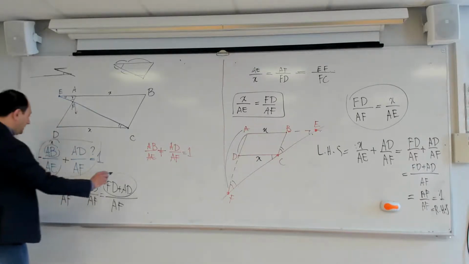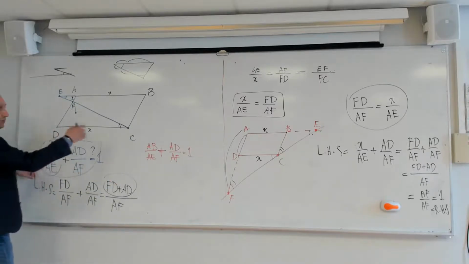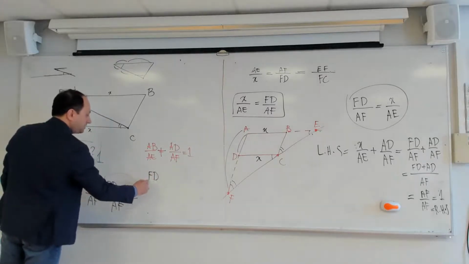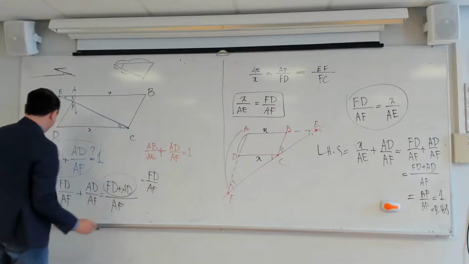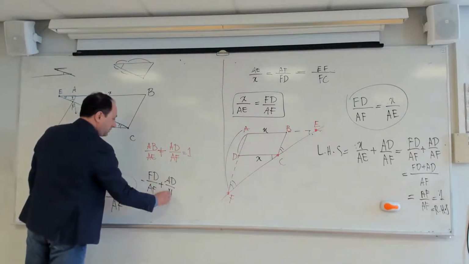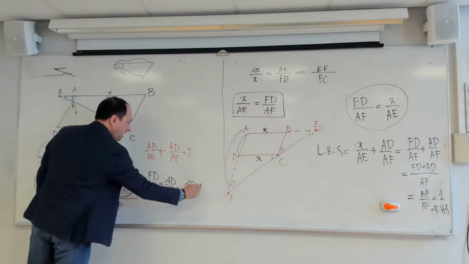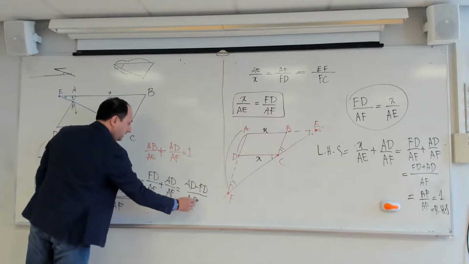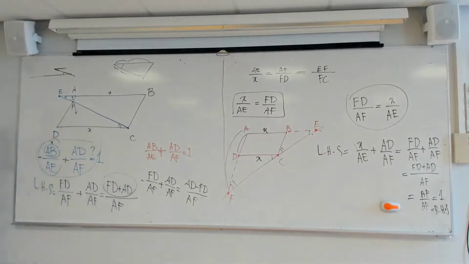It becomes X over AE, which was FD over AF as before, with the negative sign this time, plus AD. And then what happens, this time it becomes AD minus FD over AF. So what is AD minus FD? Yeah, it is correct. AD is the big one, minus FD, which is this one. What is left is AF. And AF divided by AF once more is 1.